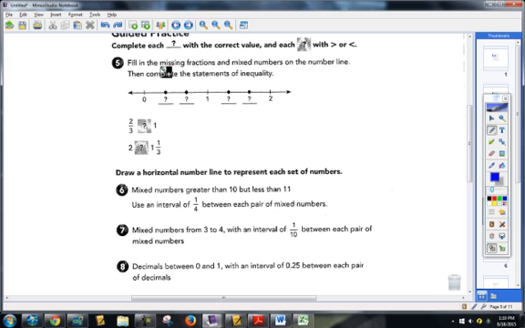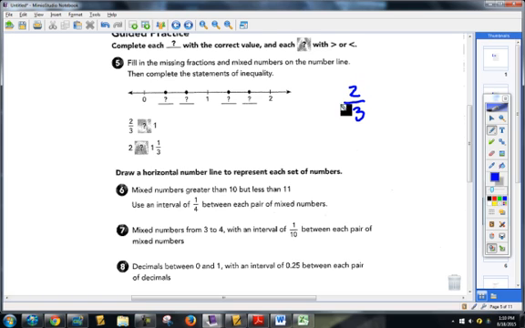This one right here, fill in the missing fractions and mixed numbers on the number line. Now, first of all, we have to understand what a fraction is. I think you all know that a fraction is showing part of a whole. And this right here is showing 2/3, so you have 2/3 of a pizza, so you have 2 out of 3 slices of that pizza.